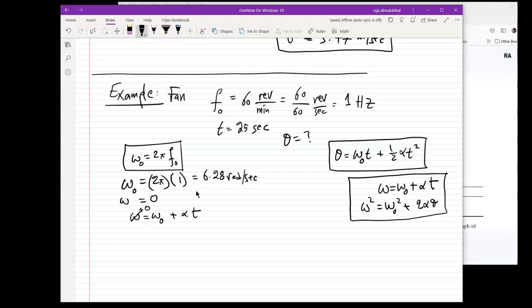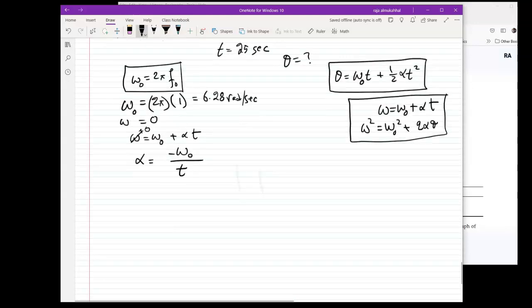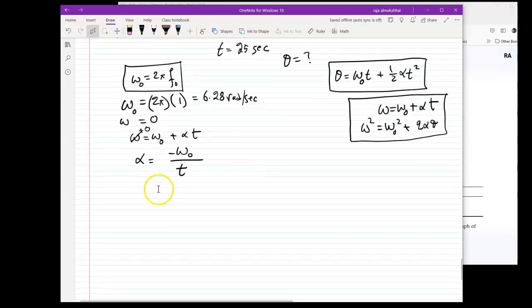This one is 0. So therefore, alpha is equal to minus omega naught over t. I like this minus sign. Why do I like it? Because the angular acceleration is negative. It's a deceleration. And when you have a deceleration, that means you're going to get a negative sign. And there we go. The mathematics takes care of itself automatically.